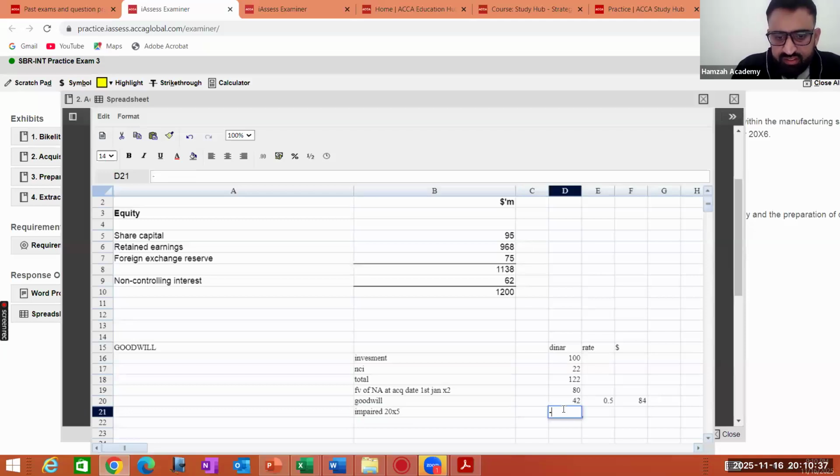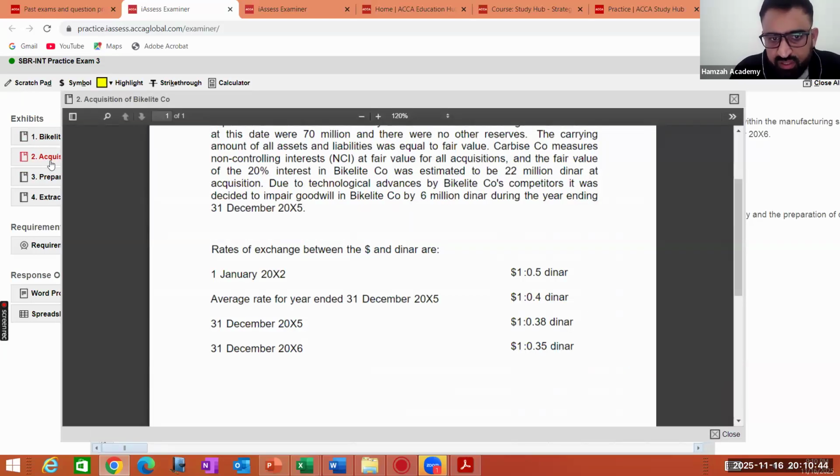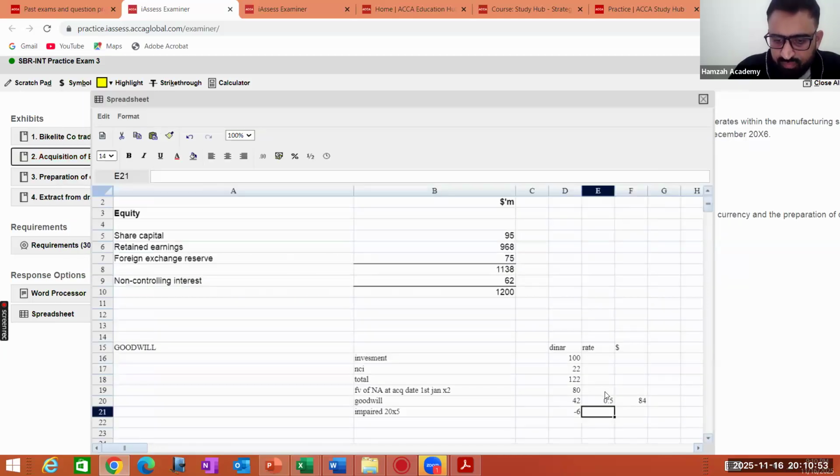Is 6 million dinar. And to translate this impairment, we will use the average rate of X5, and the X5 average rate is 0.4. I am using the average rate here because in this question they are telling us goodwill was impaired during the year. So anything during the year should be translated using the average rate. So in terms of dollar, it is 15.